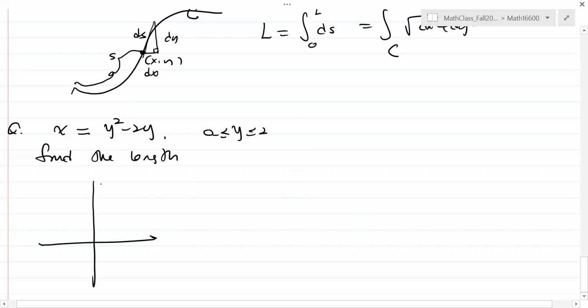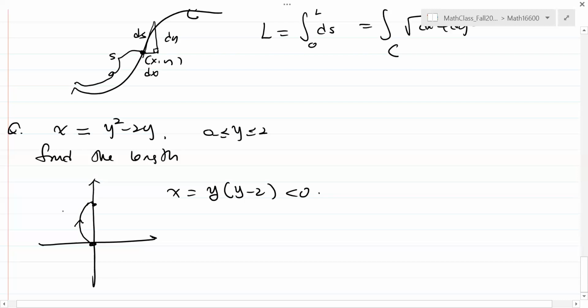First of all, draw the graph. When y equals 0, x is 0. When y equals 2, x is also 0. When y increases, x is actually negative, so it goes like that from here to here. You can quickly sketch the graph. From this product, you can see that y is between 0 and 2, so y minus 2 is negative. So x is always negative.